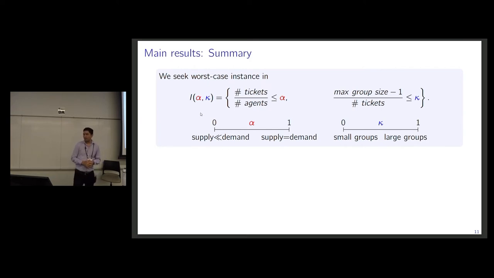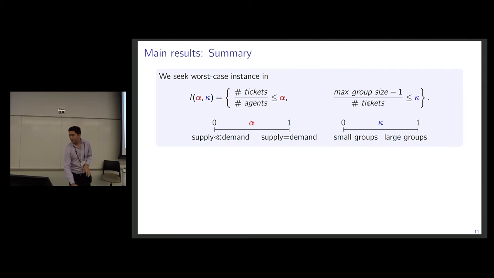So parameter alpha is an upper bound on the supply-demand ratio. So intuitively, when alpha is close to zero, we have a very competitive lottery. So we have a few tickets relative to the number of applicants. And when alpha is close to one, we have almost enough tickets for everyone.